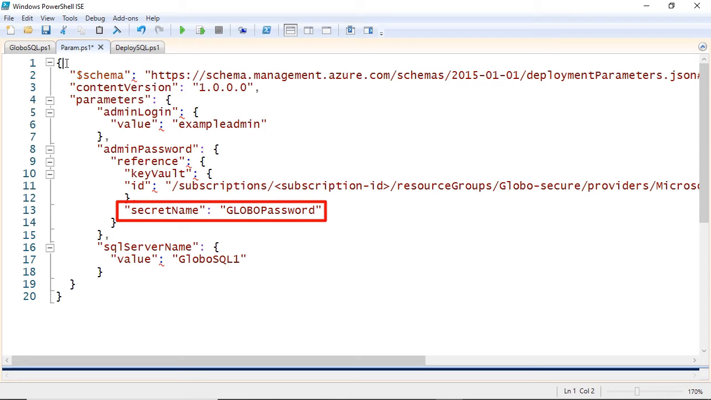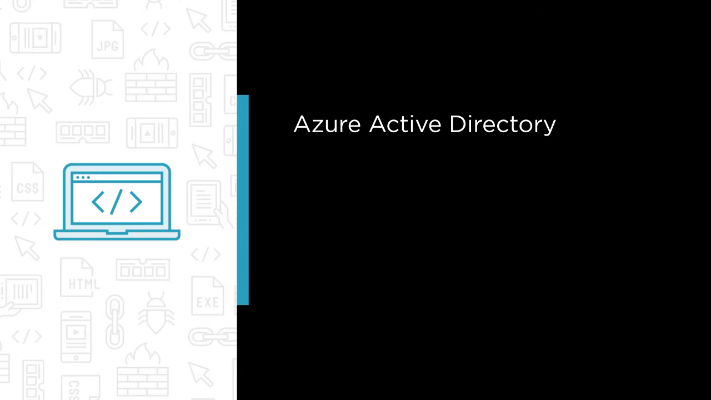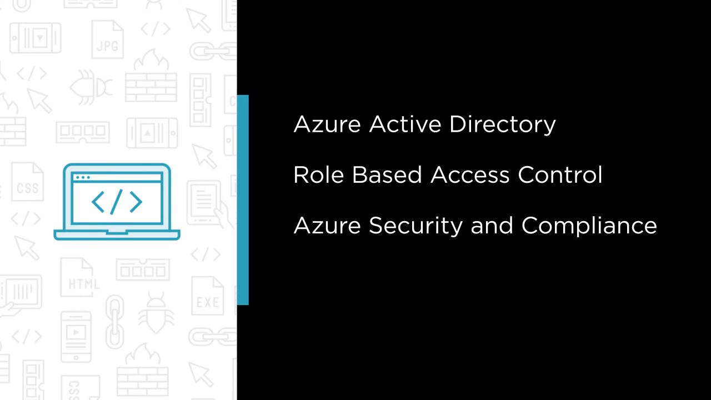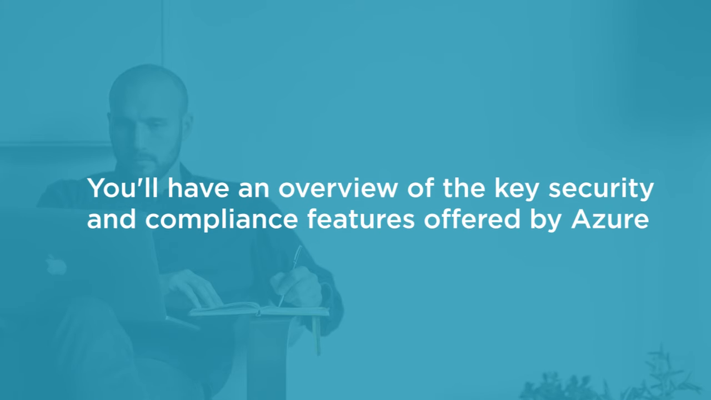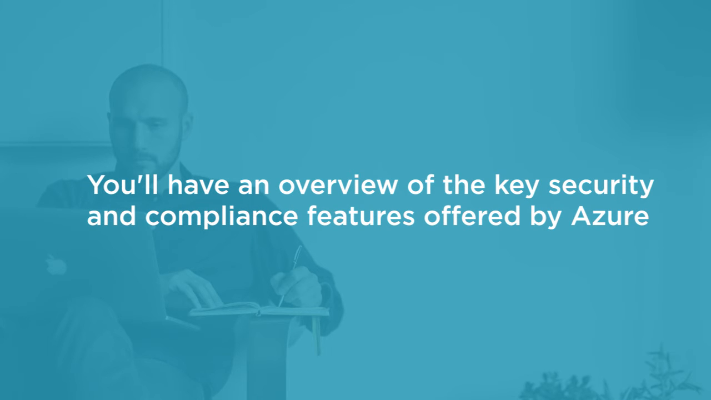In this course, we're going to introduce you to key security and compliance features offered by Azure. Some of the major topics that we will cover include Azure Active Directory, role-based access control, Azure security and compliance tools, and Azure security monitoring. By the end of this course, you'll have gained an overview of all the key security and compliance features offered by Azure. You'll be comfortable describing and working with these features, and you will have also covered Azure security and compliance features needed for the Microsoft AZ-900 exam.